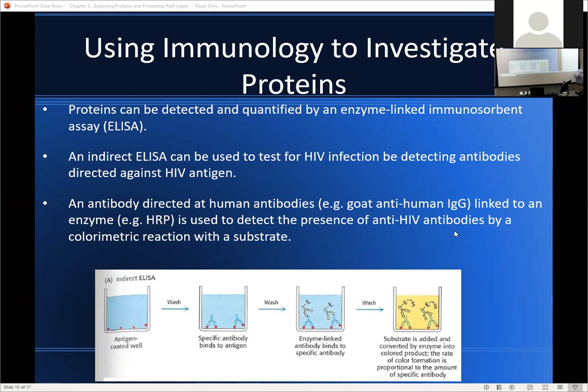Okay, one technique we can use to detect proteins using antibodies is called ELISA. Okay, ELISA is an acronym for Enzyme-Linked Immunoadsorbent Assay. So Enzyme-Linked Immunoadsorbent Assay, or ELISA.